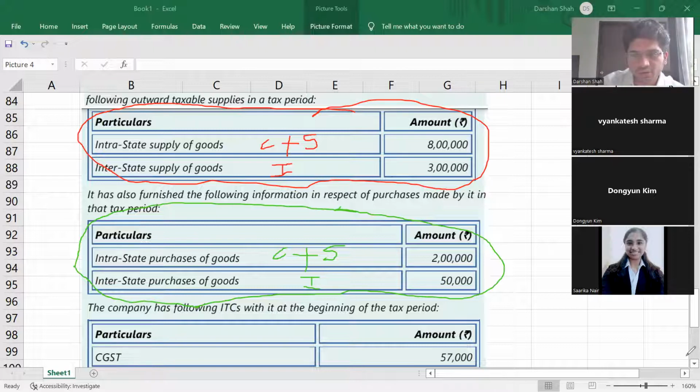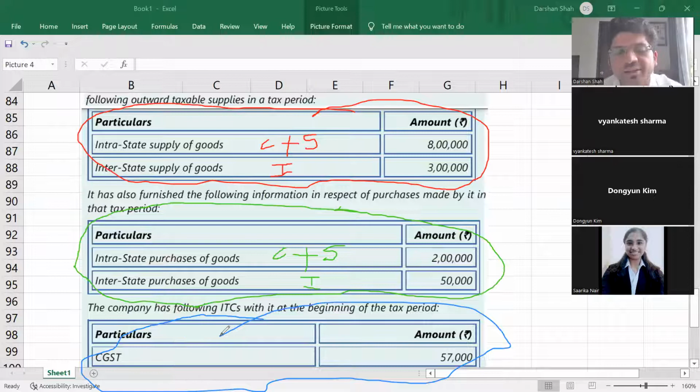And then they have also given me the following: the company has the following ITC at the beginning of the period. Beginning of the period means it becomes my opening balance. So what I'll do is start calculating output GST minus opening ITC and minus this month's ITC. Understood now, guys, what we have to do?